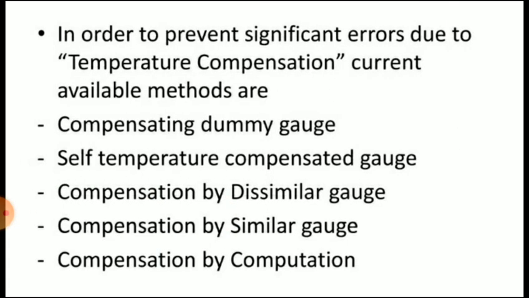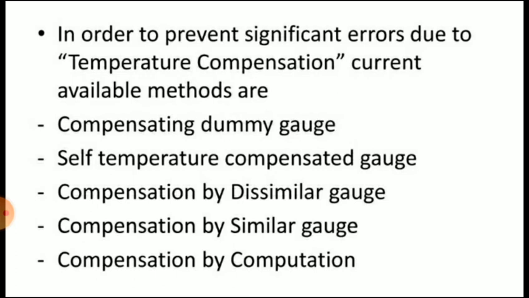So in order to prevent significant errors due to temperature compensation, the current available methods are compensating dummy gauge, self-temperature compensated gauge, compensation by dissimilar gauge, compensation by similar gauge, and compensation by computation. So we will see all the methods of temperature compensation techniques.